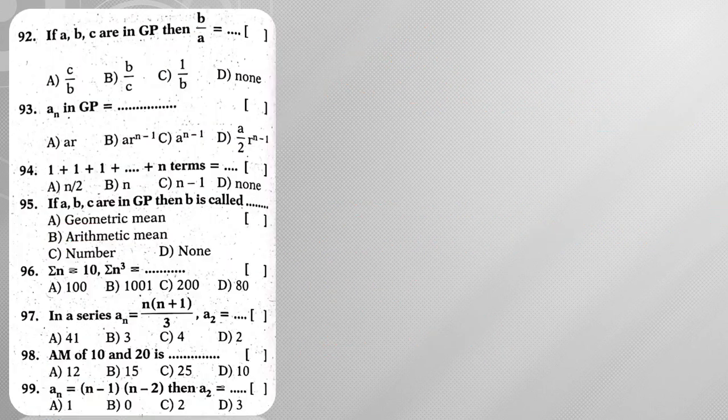Next, if A, B, C are in GP, then what do you know? The common ratios are equal. So based on that, we can write B by A is equal to C by B. Next, AN in GP, so nth term in GP is given by A into R power n minus 1. So this is a direct formula.